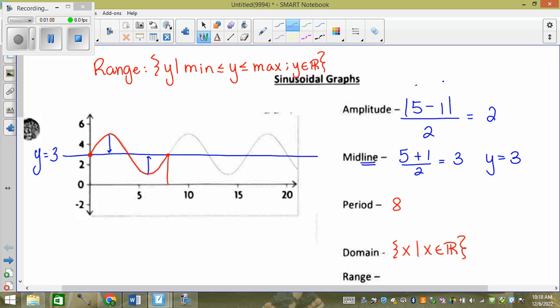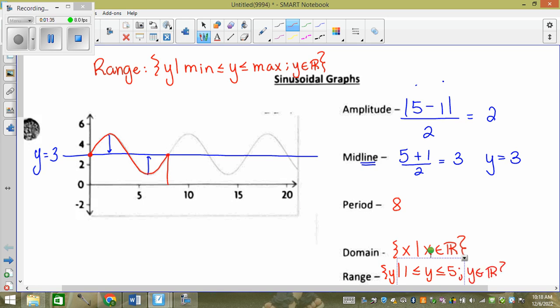Now, please don't ever write min and max in your range. You have to put the actual values there. I've had people do that on the test. They write range, min is less than or equal to y. I'm like, no, you need to put the min and the max in, okay? So the range of this one would be y such that 1 is less than or equal to y, which is less than or equal to 5. y is an element of the real numbers.